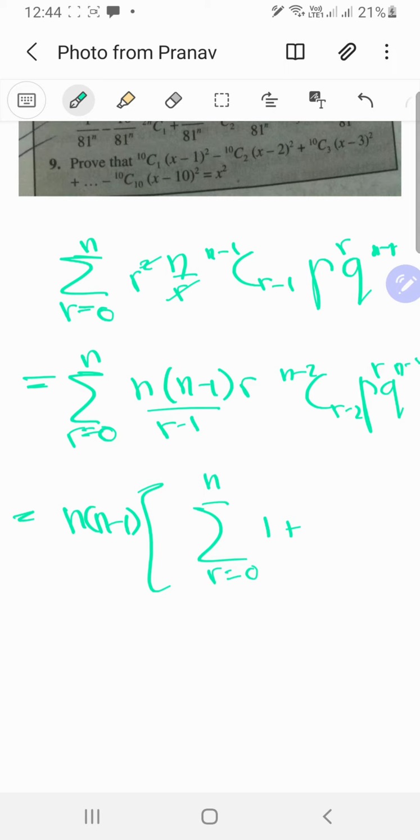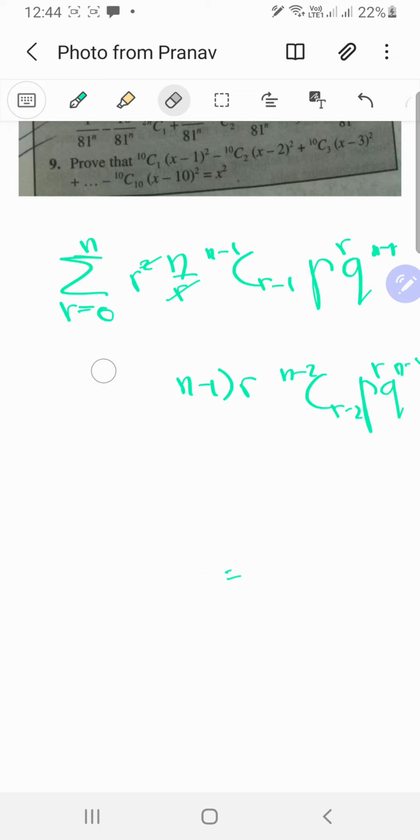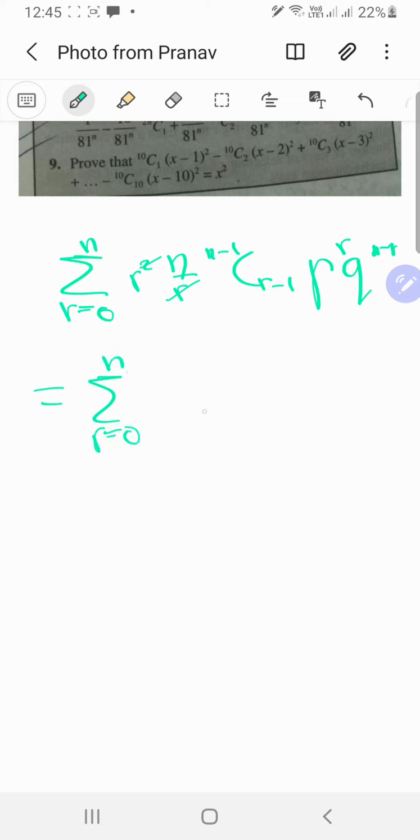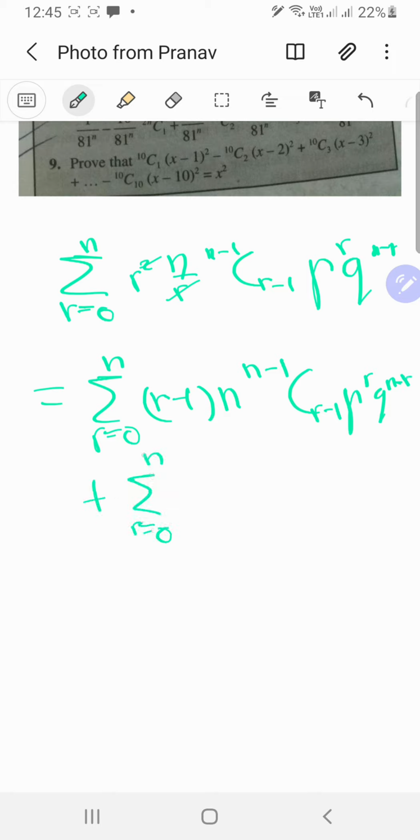Wait, maybe we should not do it just like that. Let's do it in a slightly different manner. It's still the same procedure, but we are going to do it in a little different manner. So it will be the summation from r equals 0 to n, and then I'm going to put r minus 1 over there, r minus 1 into n minus 1 C r minus 1 p power r q power n minus r, plus the summation from r equals 0 to n, and then I will put 1 over there. Yeah, that should make sense. So n, and then it's going to be n minus 1 C r minus 1 p power r and q power n minus r. Well, this series is calculable right away.